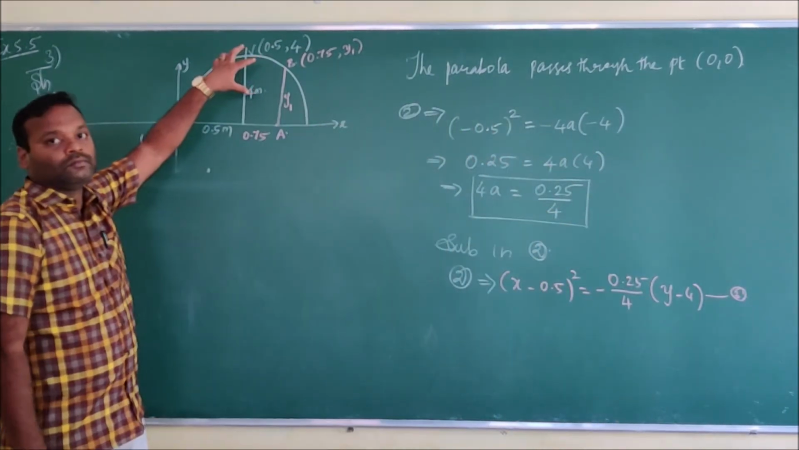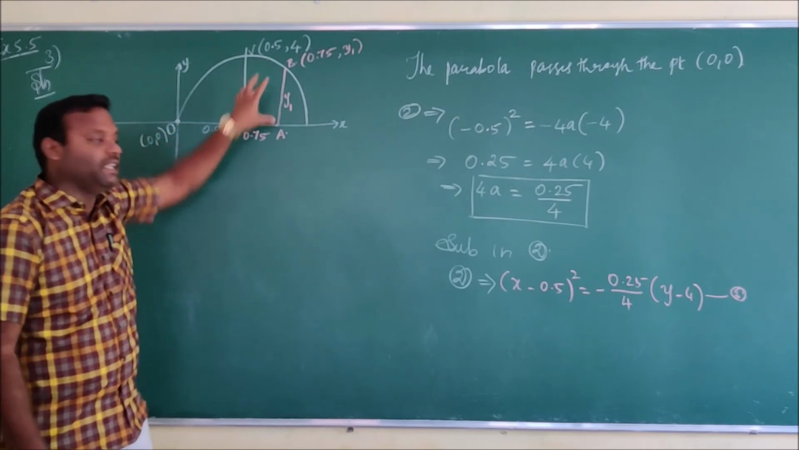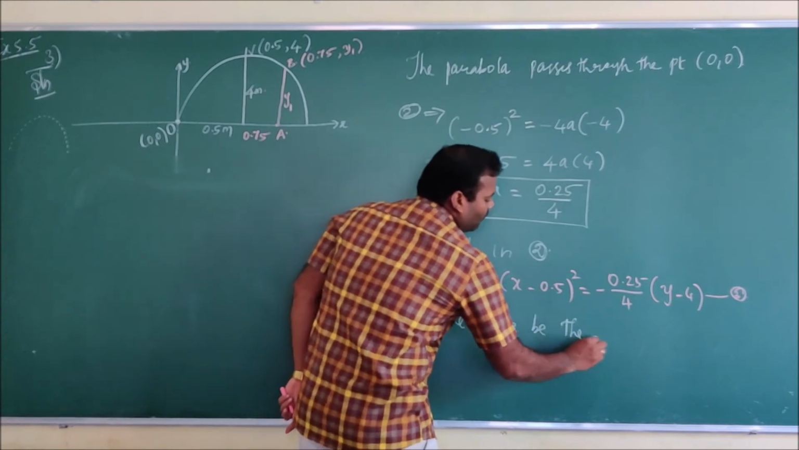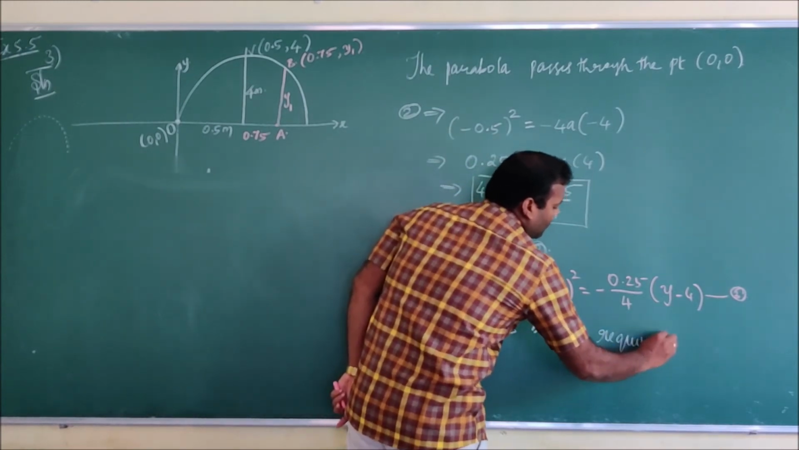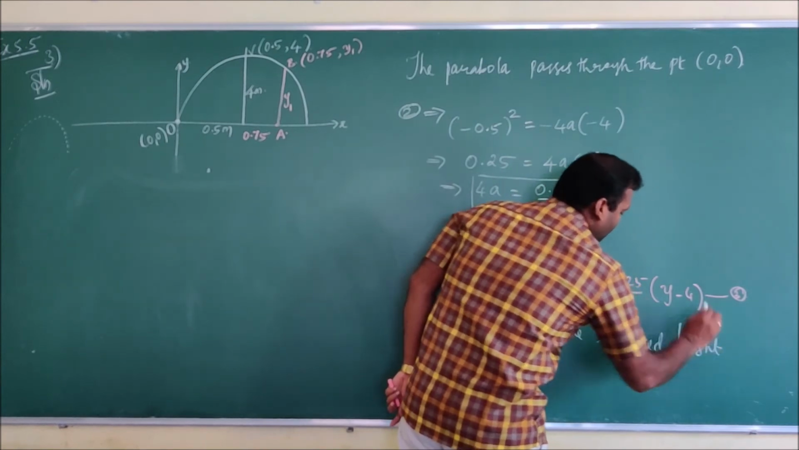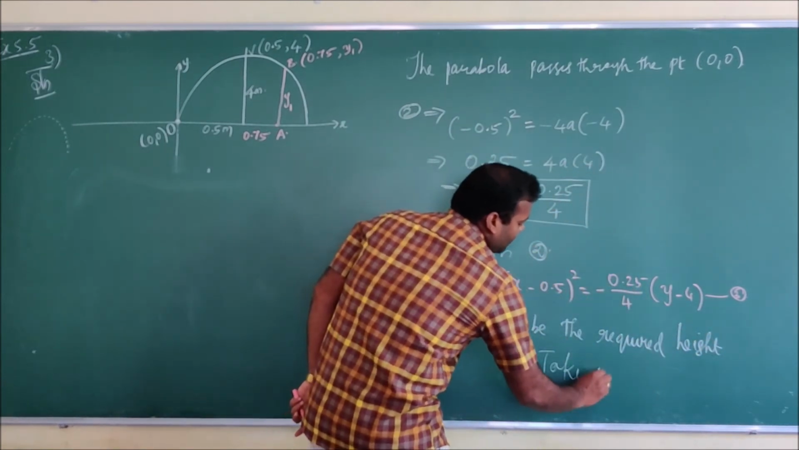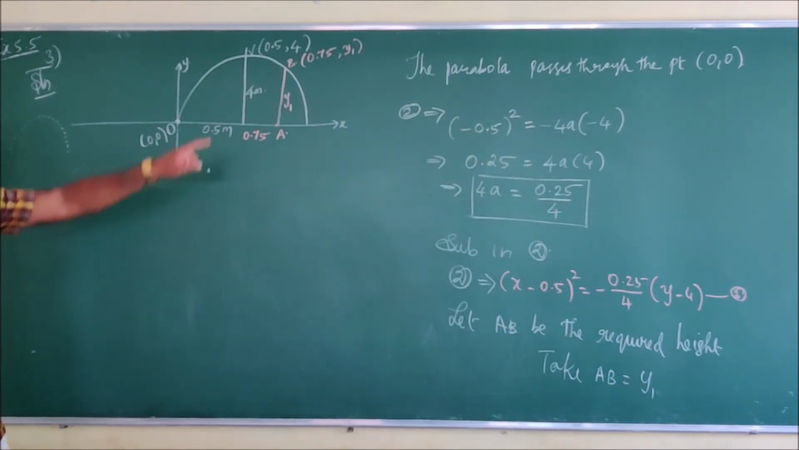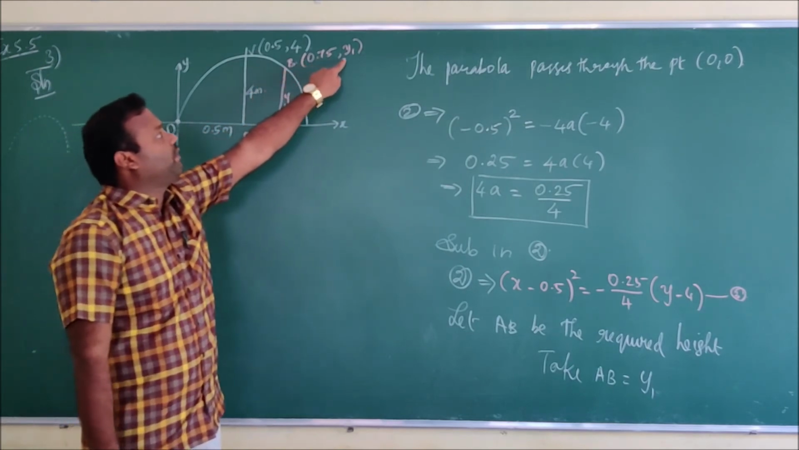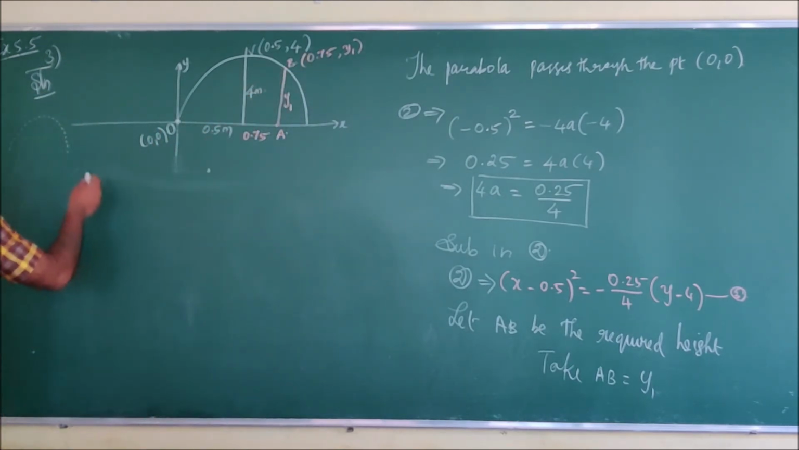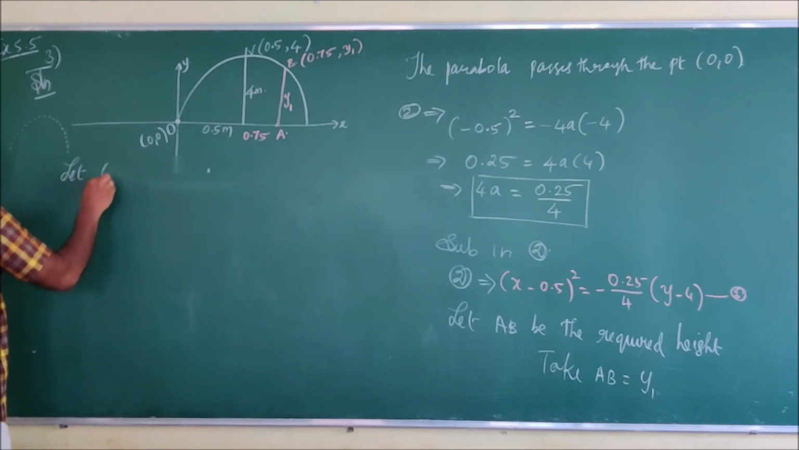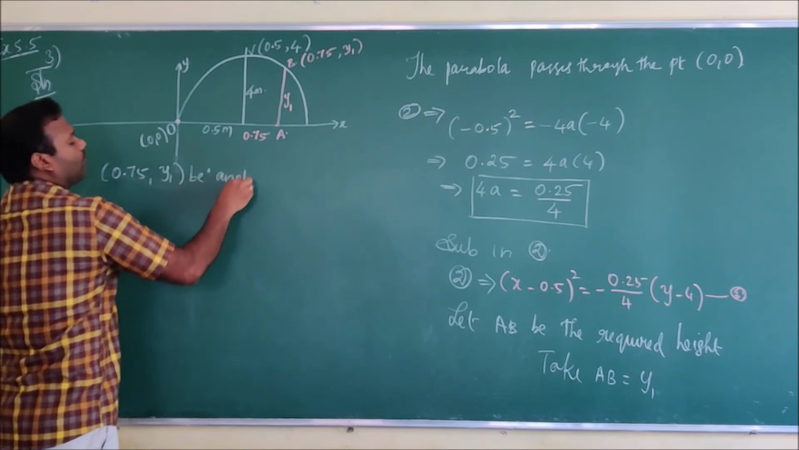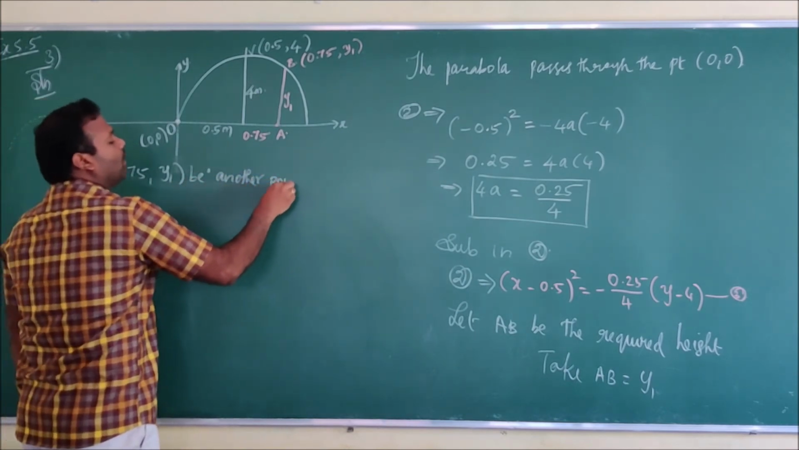Next, we need to find the height AD. So let AD be the required height that we are in need of, and also we have taken AD equal to y1. So let the point B, 0.75 y1, be another point on the parabola.